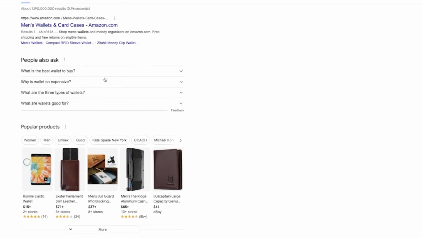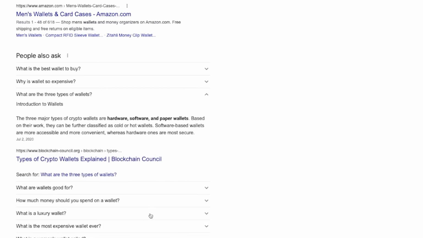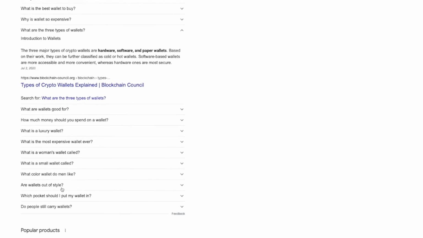You see this, what's the best wallet to buy? Why is wallet so expensive? Probably want to be a little bit more grammatically correct there. What are 3 types of wallets? What are wallets good for? These are all potential phrases that you would create content for, because you get your chance to potentially earn that featured snippet, which these sites have right now, which is probably giving them a ton of traffic.